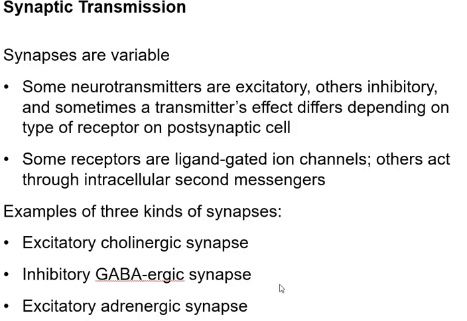There are inhibitory synapses, but pretty much the only one that we cover in a class like this would be the inhibitory GABA, G-A-B-A, gamma-aminobutyric acid. The others are going to be some sort of excitatory neurotransmitter.